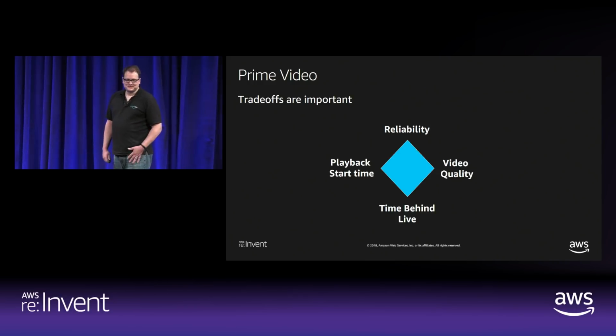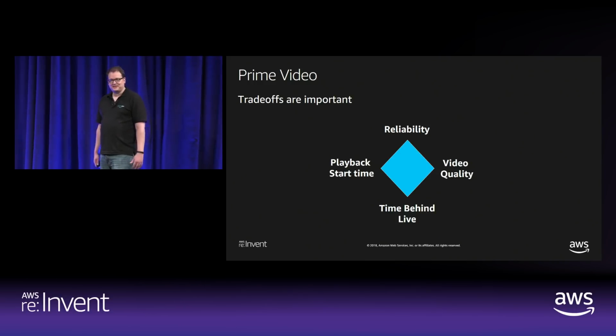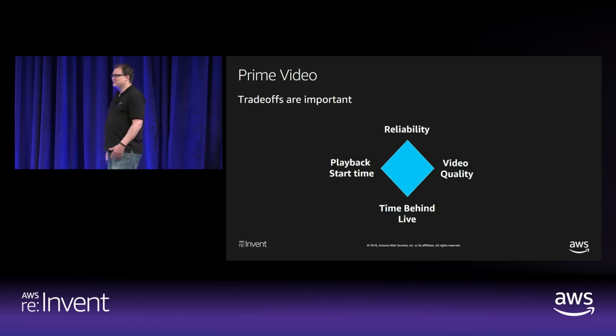And again, this factors into this trade-off calculus: the closer we are behind live, the less video we have buffered, meaning we have less tolerance to any sort of streaming or network disruptions.